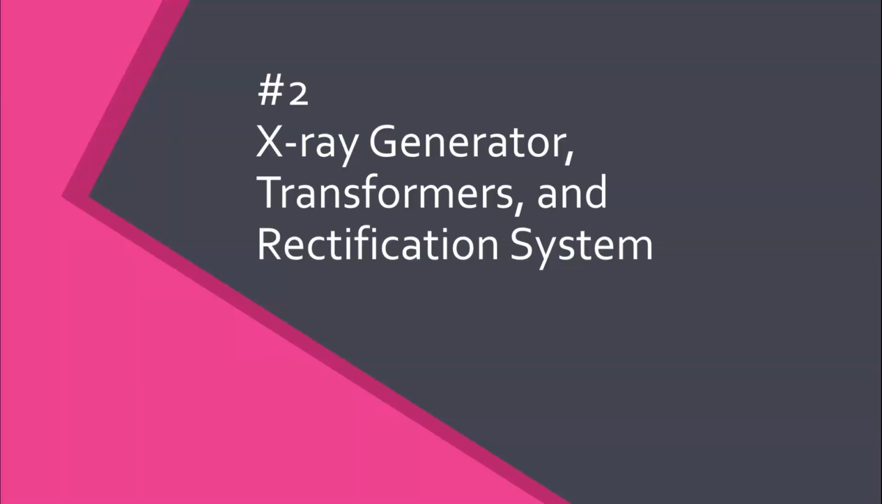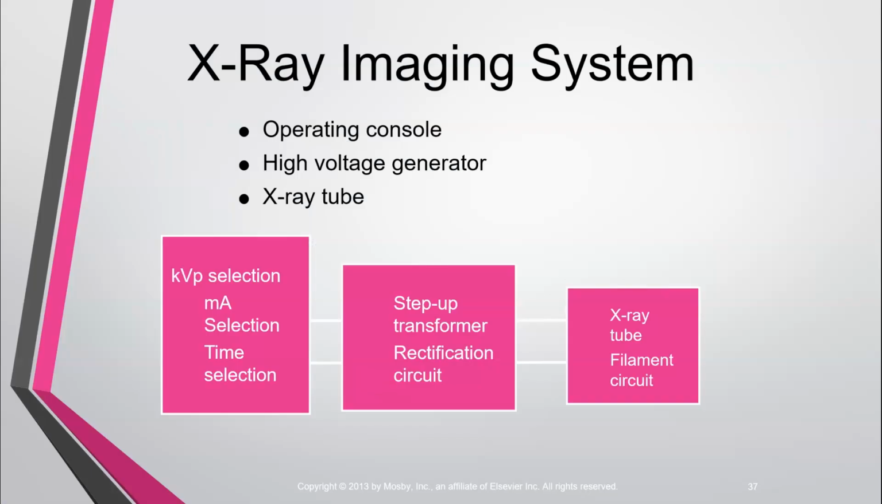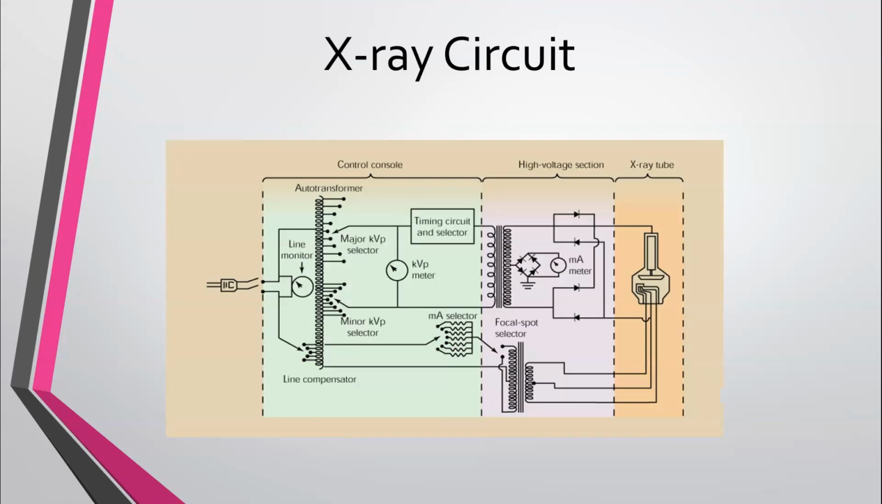All right, so back to generators, transformers, and rectification. Okay, here we go. This is back from long ago. So X-ray systems, we have an operating console, we have the high voltage generator, and we have an X-ray tube, right? So we're looking at kVp control, we're looking at mA and time selections, we have a step-up transformer, we have a rectification circuit, we also have an X-ray tube with the filament circuit. So let's talk about them.